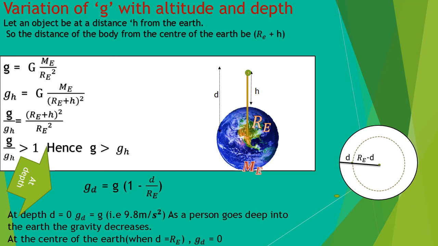And when the object is at the center of the earth, it has covered a total radius of the earth, that is Re. So in the equation, in the place of d, you can put Re. Re by Re is 1, 1 minus 1 is 0, 0 into g, that is gd will become 0. So gravity at the center of the earth, when the object covers the radius of the earth, will be equal to 0.